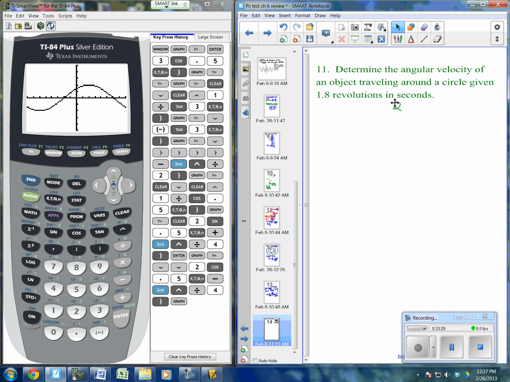If we did it in 2 seconds, then the formula is angular velocity equals theta divided by t, right? Well, you got to determine what theta is. If you go 1.8 revolutions and each revolution is 2 pi, so you're going to go 1.8 times 2 pi to get your angle divided by 2. And whatever that number comes out to be is your answer. What does it come out to be?